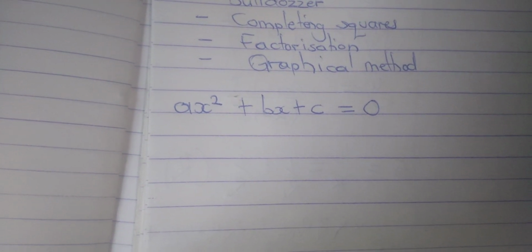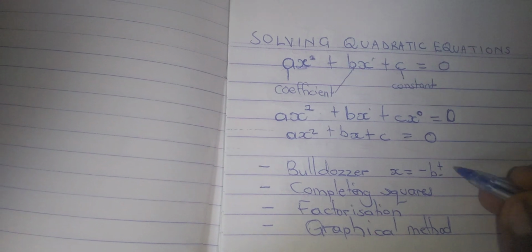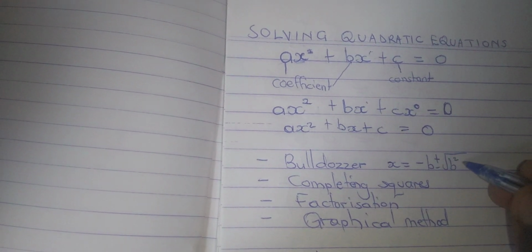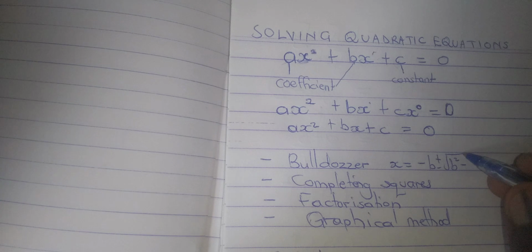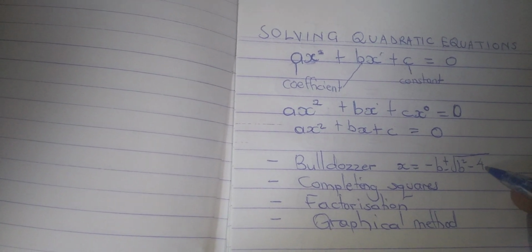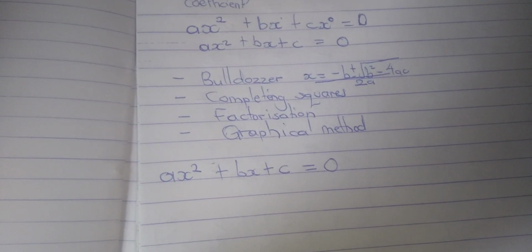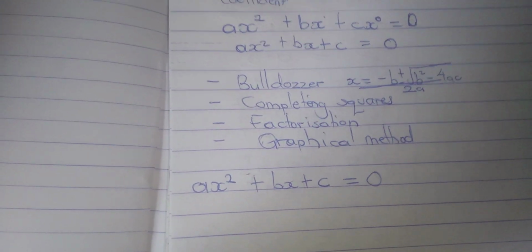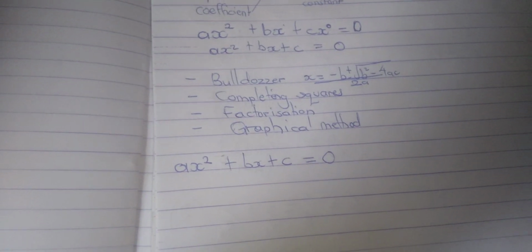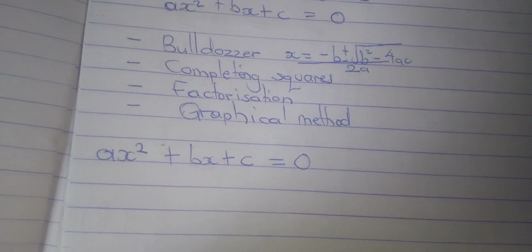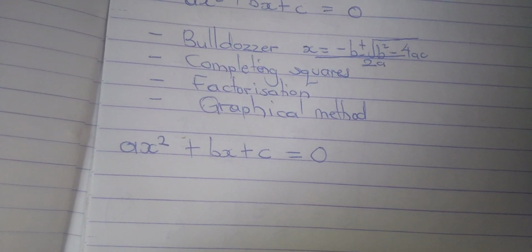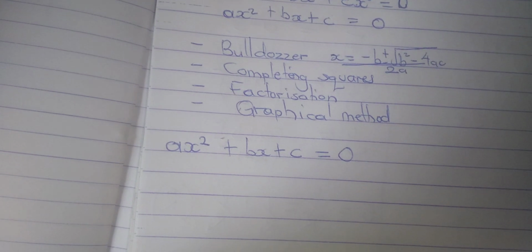So we can come up with a bulldozer formula. And the bulldozer formula is given by x equals negative b plus or minus the root of b squared minus 4ac, over 2a. So we shall see how the bulldozer formula comes about. The way you can generate that formula is by what we call completing squares.